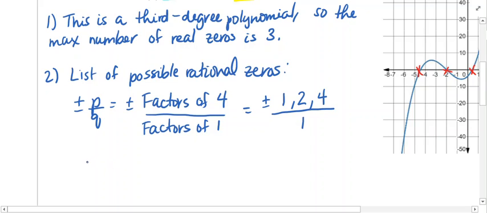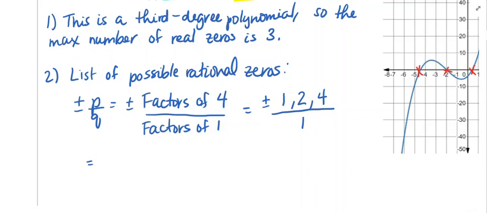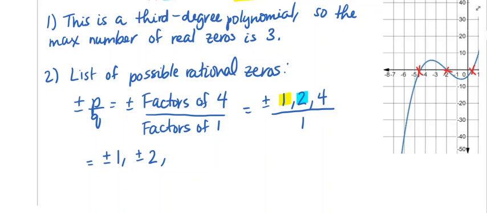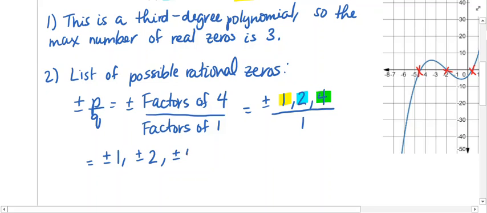If we go ahead and write these out, we're going to take every number in the top and divide by everything in the denominator. So we'll start with the 1. We're going to have plus or minus 1. 1 divided by 1 is 1. And then we're going to have plus or minus 2 divided by 1, which gives us plus or minus 2. And then lastly, we take the 4 and divide by 1. We're going to have plus or minus 4. So there's only 6 total possible rational zeros here.